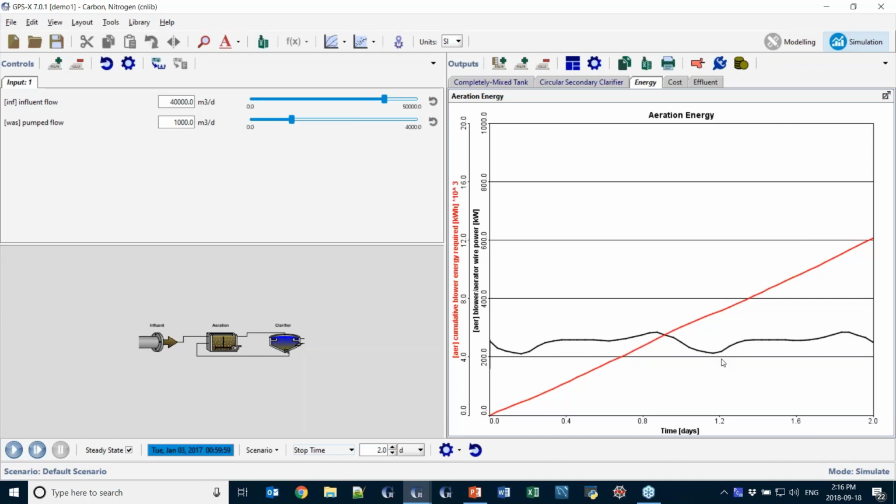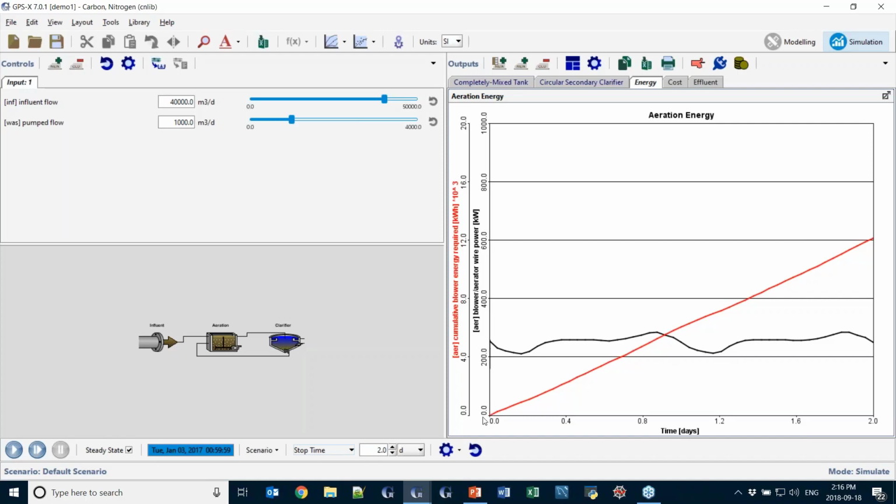As we have more loading, the DO controller in that aeration tank is holding the DO at 2 milligrams per liter, and therefore it's turning up the airflow when it needs to treat more load of BOD and ammonia, and therefore we can see the energy draw to be able to do that.